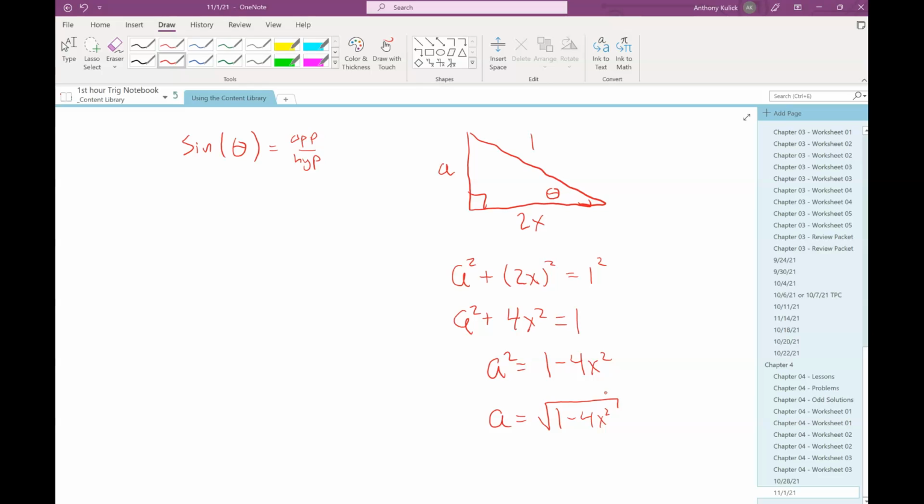Okay. Can I simplify the square root of 1 minus 4x squared anymore? I mean, can I just call this square root of 1 minus square root of 4x squared? What do you think? Can I do that? Square root of the 1, square root of the 4, square root of the x squared. Just call it that. What do you think? Sure. No! No.